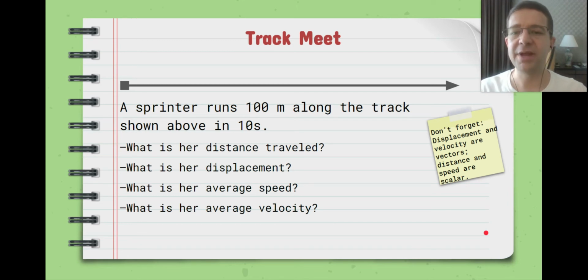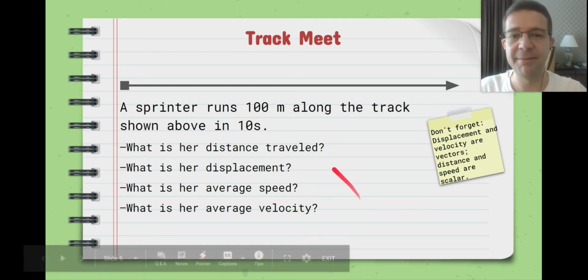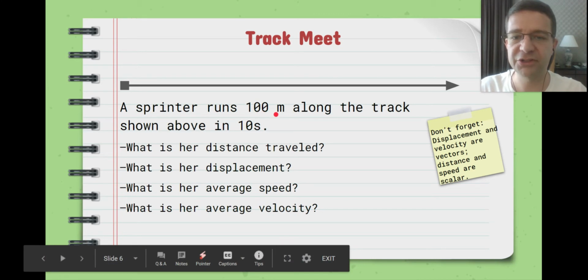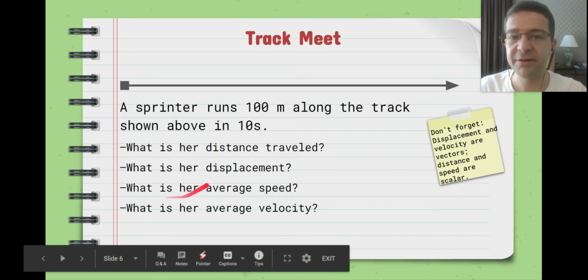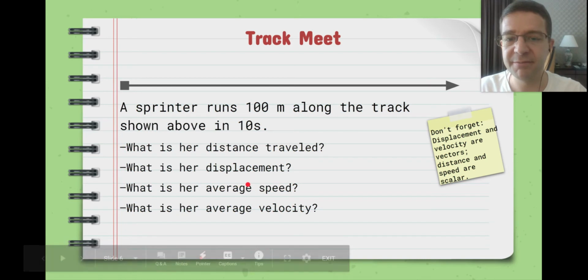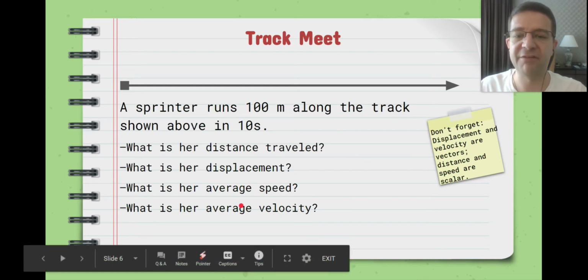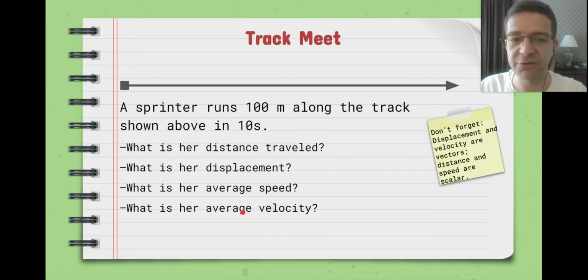Okay, so the distance traveled, because she's traveled 100 meters along the track, will be 100 meters. The displacement will be 100 meters to the right, or positive 100 meters. The average speed, we take the distance traveled and divide by the time interval. So we have 10 meters per second. And her average velocity would be the displacement divided by the time, or 10 meters per second to the right, or positive 10 meters per second.